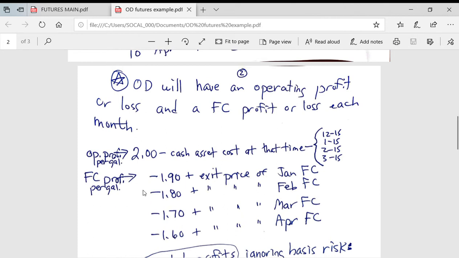Okay, so the futures contract profit per gallon on December 15th will be minus the 190 locked in buy price, plus whatever the exit price of the January futures contract, because that is what he's really, if you think about it, he's actually, when he goes short these contracts, he's obligating himself to make delivery, and then here he's obligated to take delivery, and the difference in price would then be his profit. However, he's not holding the futures contracts into the delivery month, rather he's closing his positions.